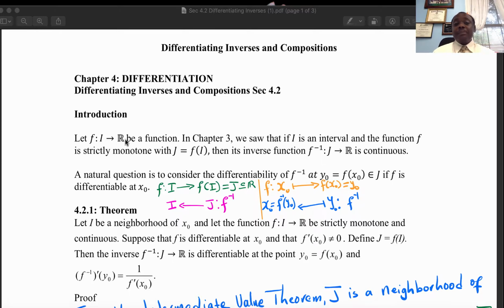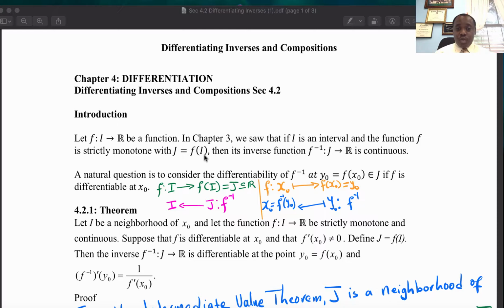Now, in chapter 3, we saw that if I is an interval and the function f is strictly monotone and the image of I under f is J, then the inverse of f from J to R is continuous. A natural question to consider would be the differentiability of f inverse at the point y0, where y0 equals f of x0. Recall that J equals f of I.